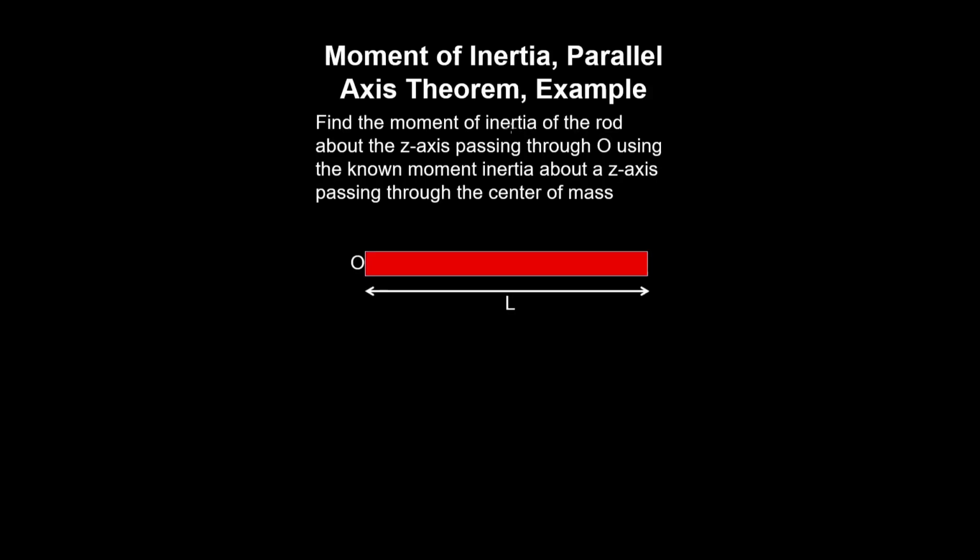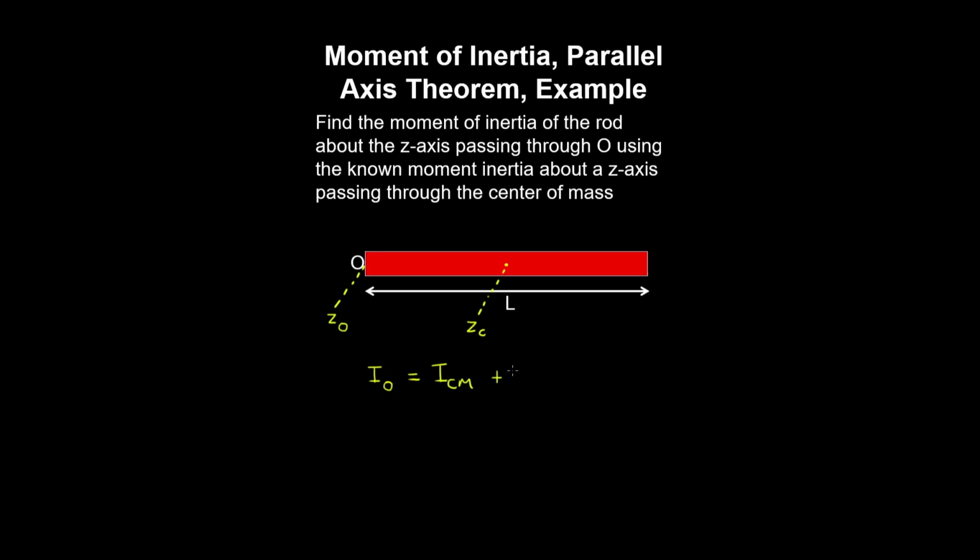Let's find the moment of inertia of this rod about the z-axis passing through point O, using the known moment of inertia about a z-axis passing through the center of mass, which is in the middle of the rod. So these axes are parallel, so we can use the parallel axes theorem to find the moment of inertia about point O, using the moment of inertia about the center of mass.